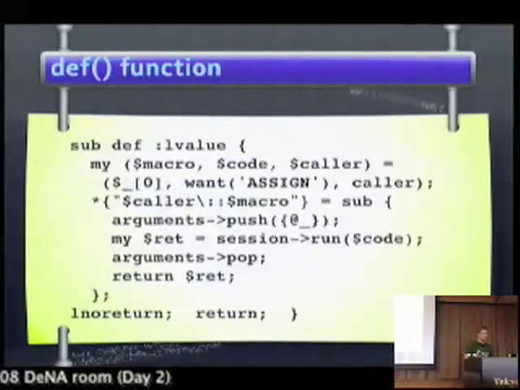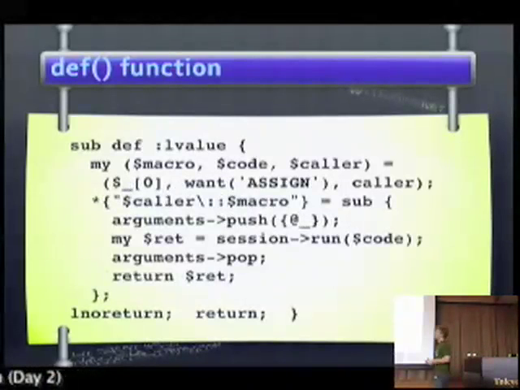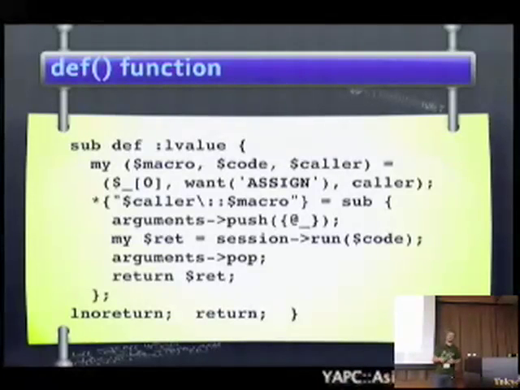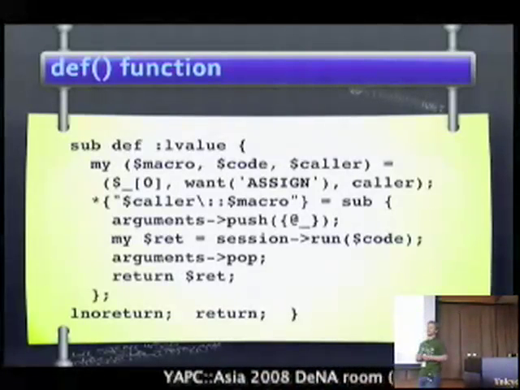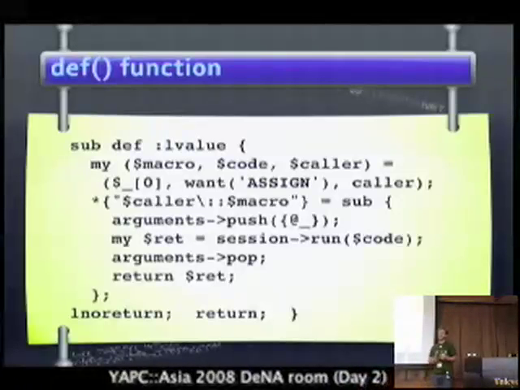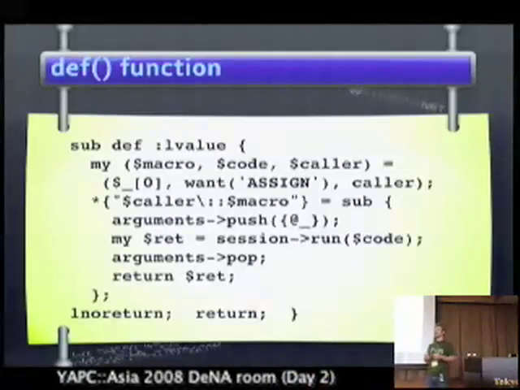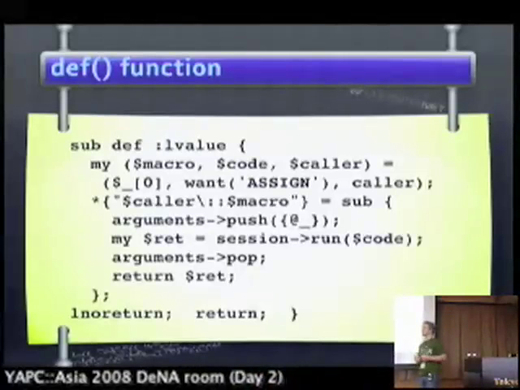And here's an implementation of def, where we specify that it's an L value. Now we use this attribute here, which is a built-in attribute called lvalue. And that says to the Perl interpreter that you can use the function on the left-hand side of an assignment. We have to do some extra work, though, because what we want to assign is a subroutine, and then we want to save that subroutine and use it later. And Perl, by default, doesn't let you do that.